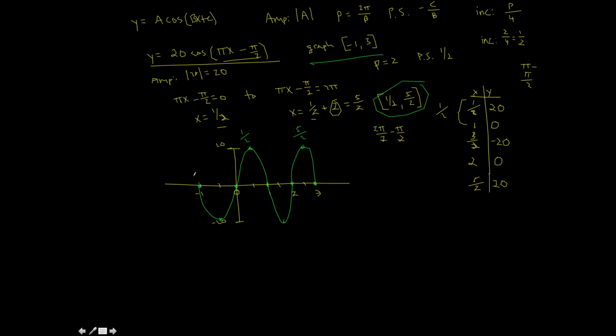Now again, if you don't like looking at the original full cycle that we found and getting the other points from it, use a t-chart. Start at -1, and go up 1/2 every time because that's the increment. So it would be -1, -1/2, 0, 1/2, 1, 3 halves, 2, 5 over 2, 3.